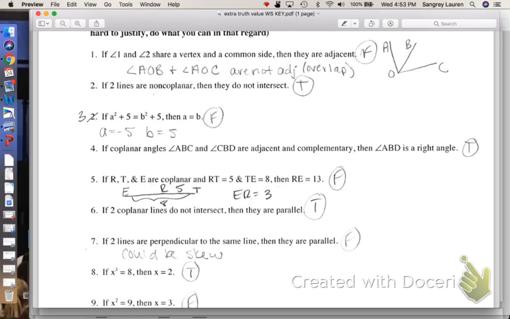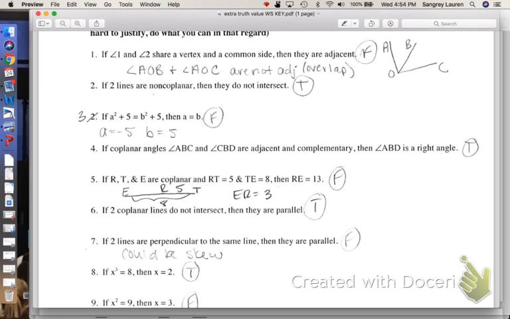So number one was kind of a tricky one to get a counterexample. Adjacent means that they're right next to each other. However, if we draw overlapping angles, then they're not adjacent. So we can draw two angles that have the same vertex, have a common side, but they're actually overlapping, which would cause them not to be adjacent.